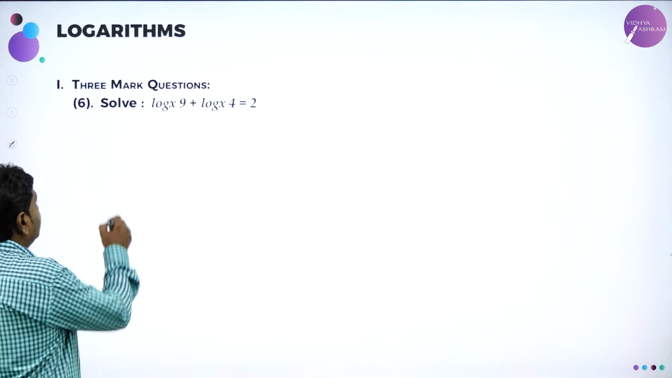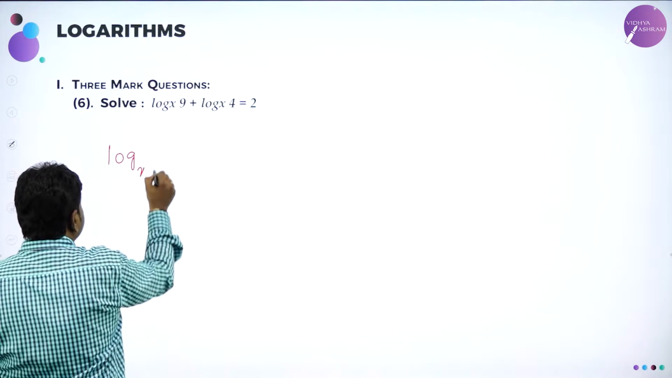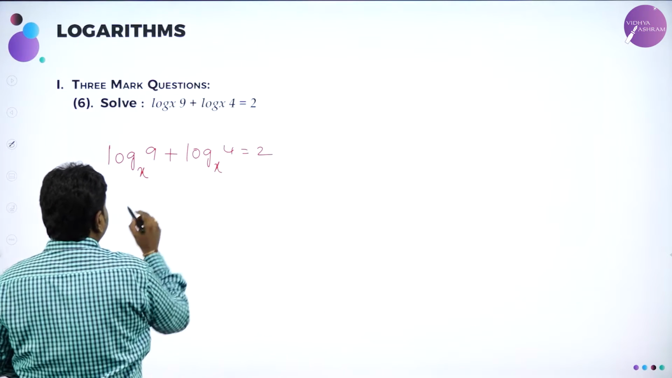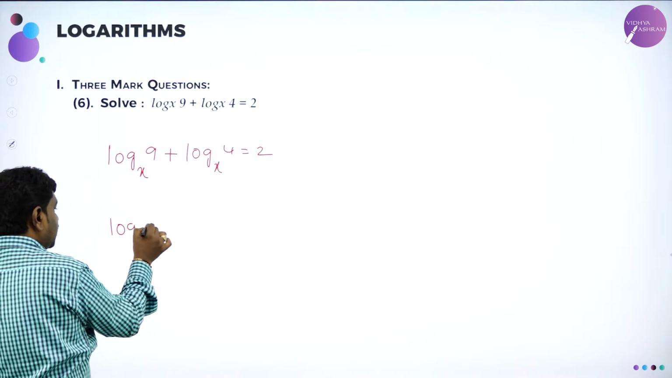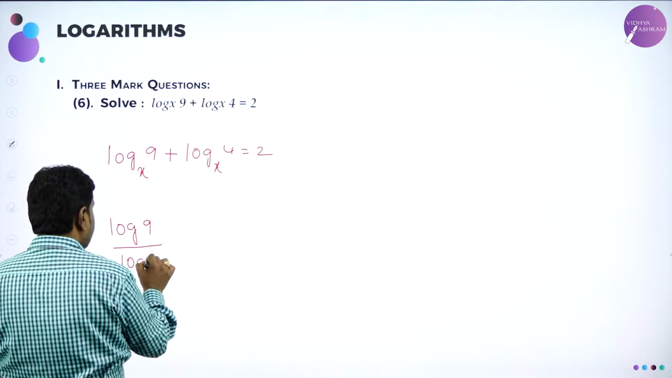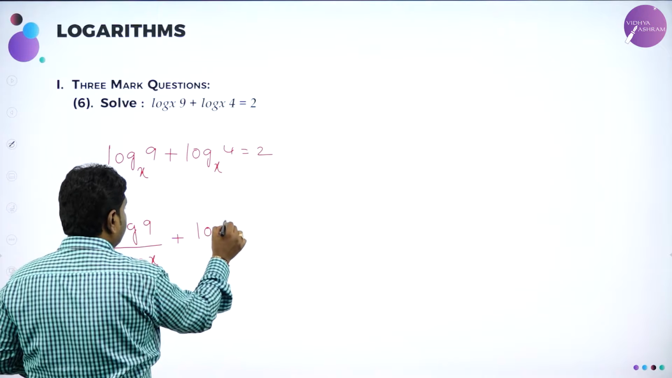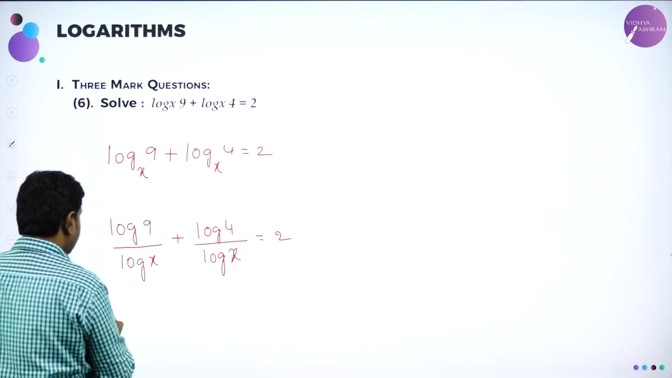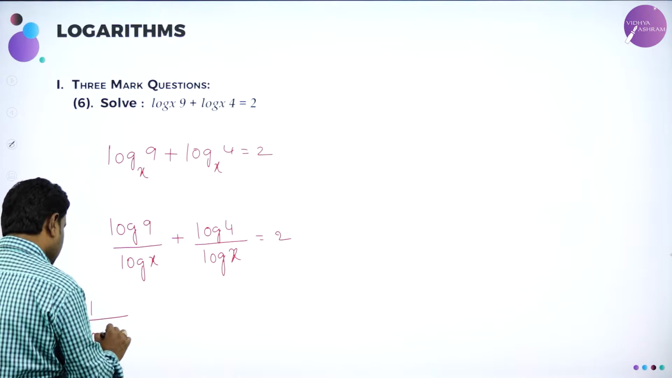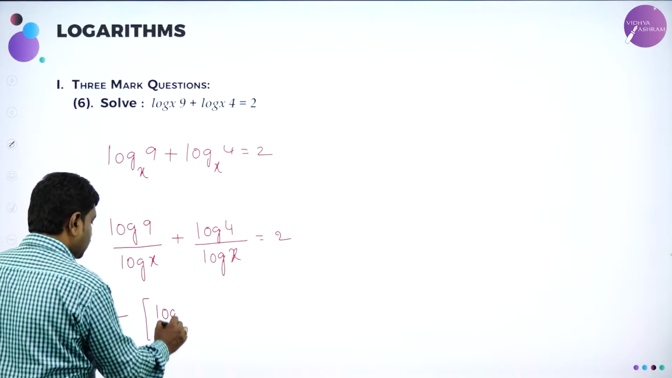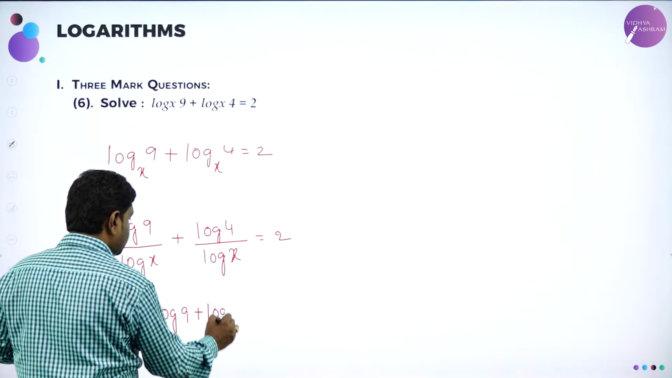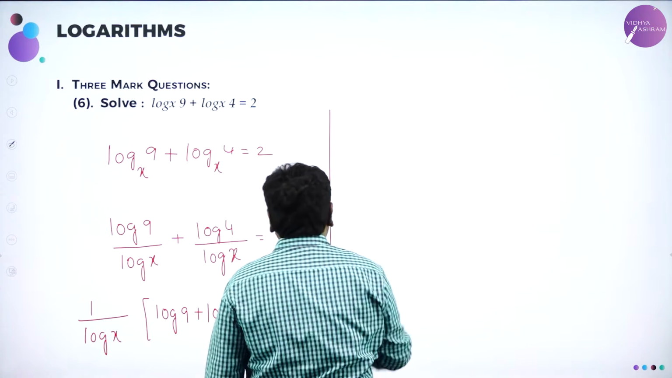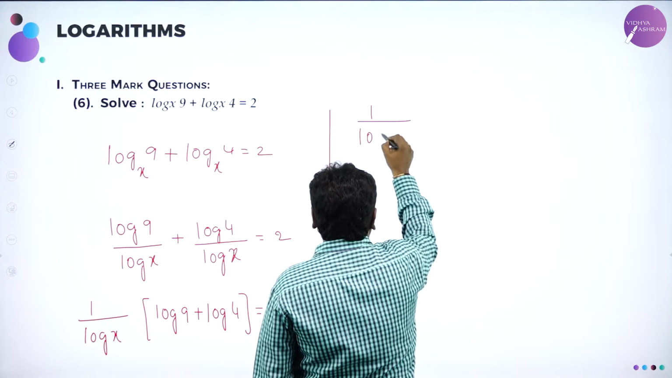Next we have problem 6. So write this as log base x 9 plus log base x 4 is equal to 2. This is the problem. Now change of base rule. Log 9 by log x plus log 4 by log x is equal to what? 2. Further you can take 1 by log x common. If you take 1 by log x common, we are left out with log 9 plus log 4 is equal to what? 2. Now this is in the form log a plus log b. You know log a plus log b can be written as log a into b. This 1 by log x, let it be.